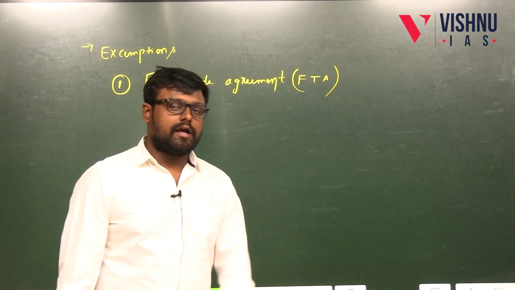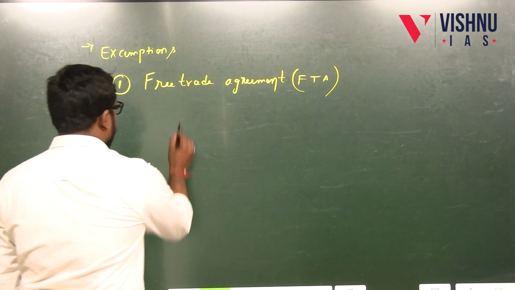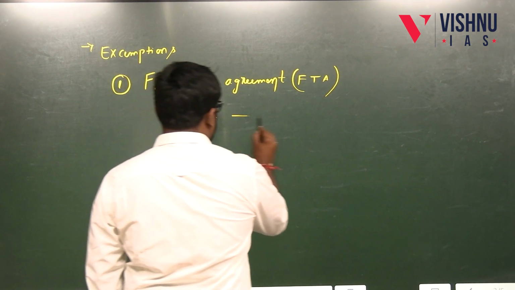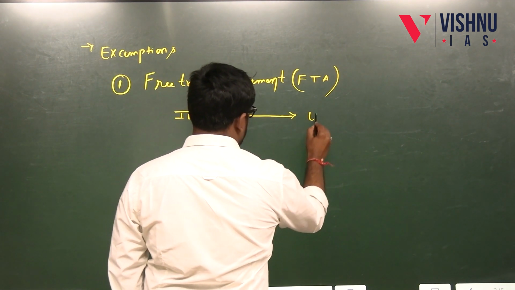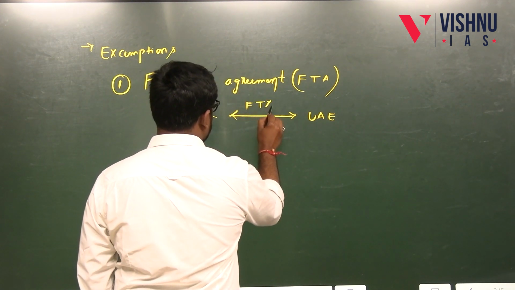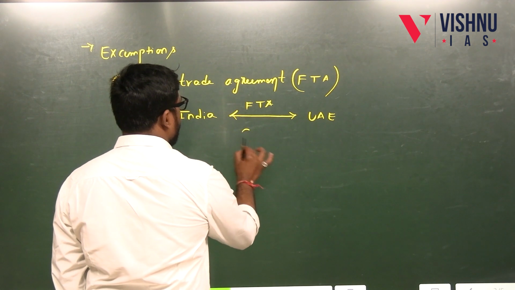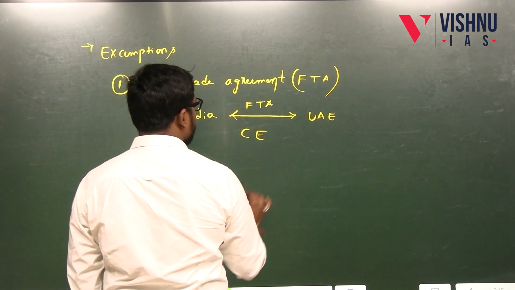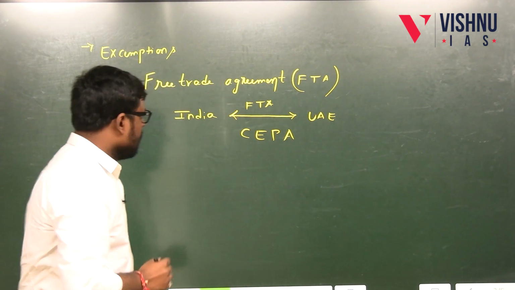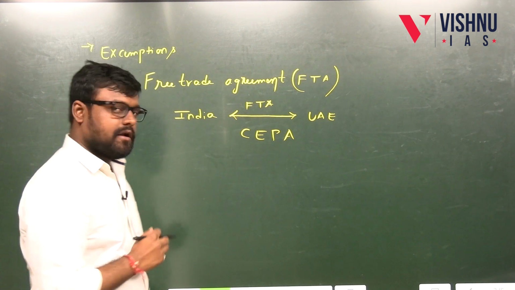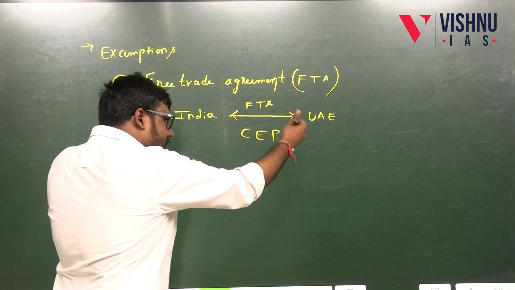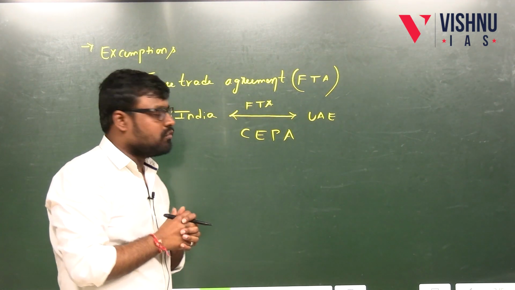So what is this free trade agreement? See, I'm taking an example here. India signed a free trade agreement with the UAE, United Arab Emirates. So FTA. There is a name for this free trade agreement. It is called Comprehensive Economic Partnership Agreement. So what is this free trade agreement? So this is a bilateral free trade agreement. So there is a bilateral or mutual advantage for these two countries.